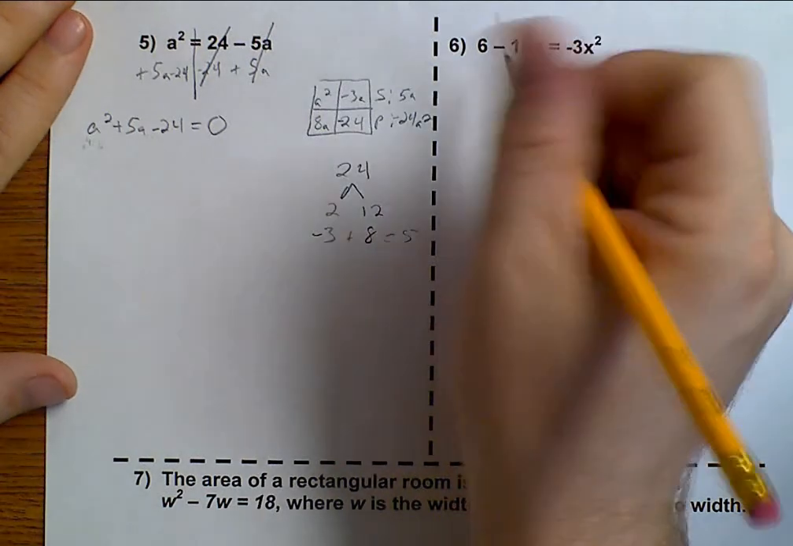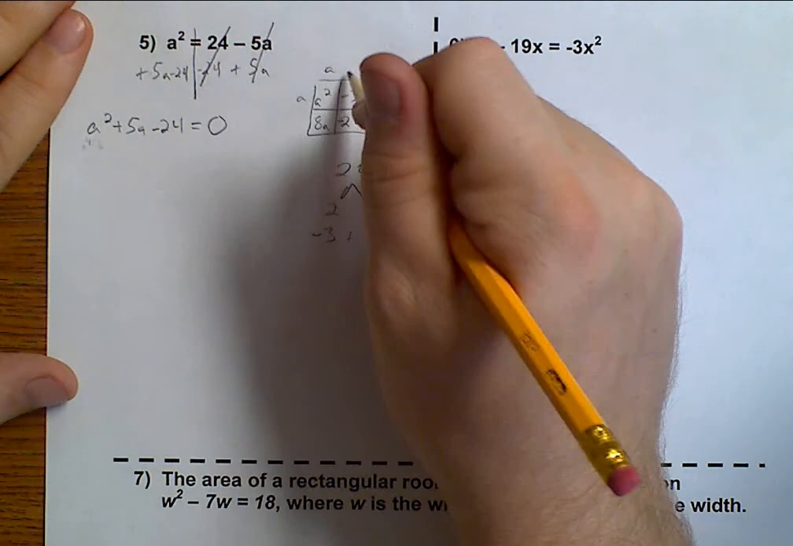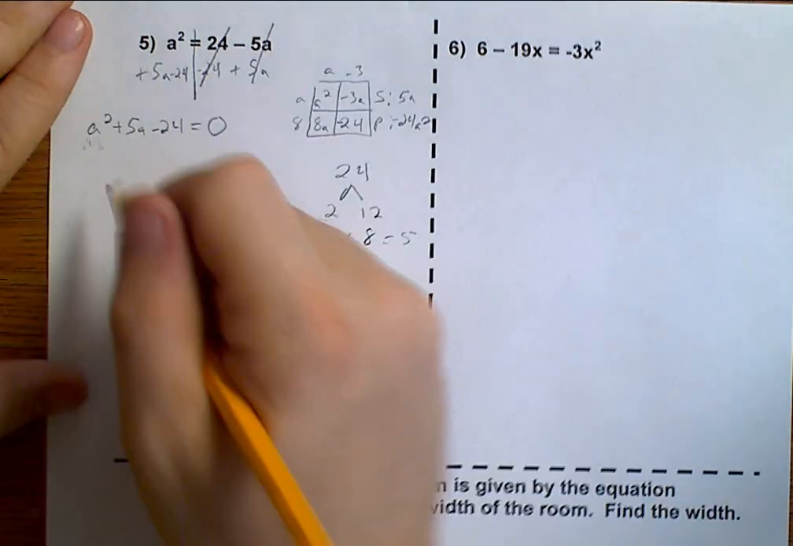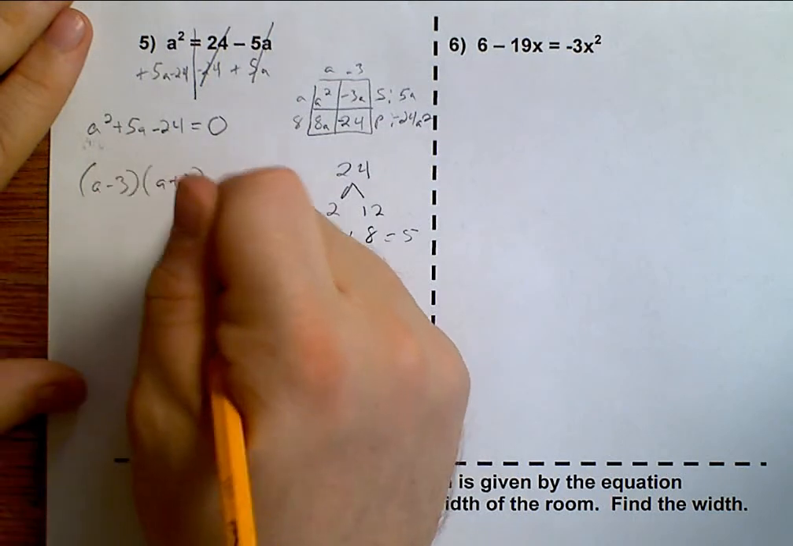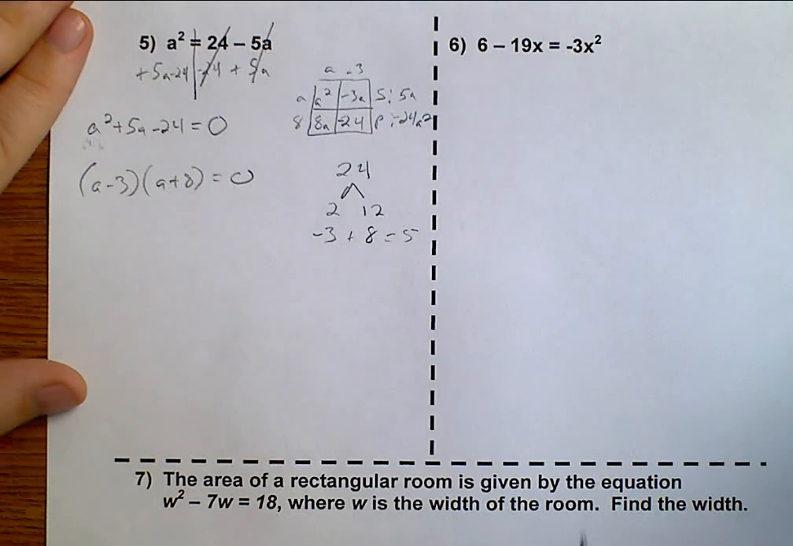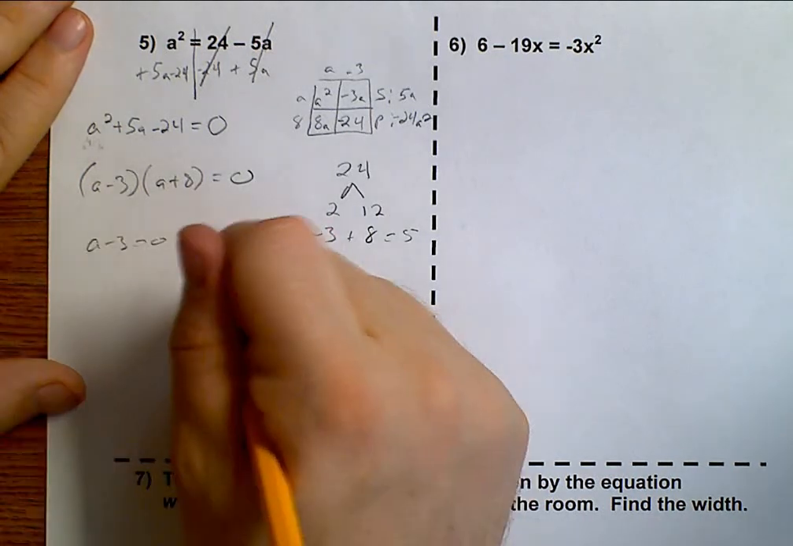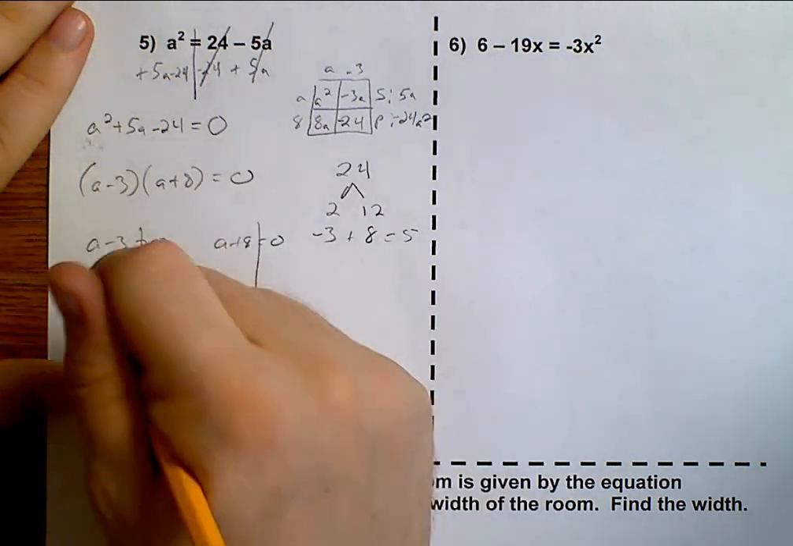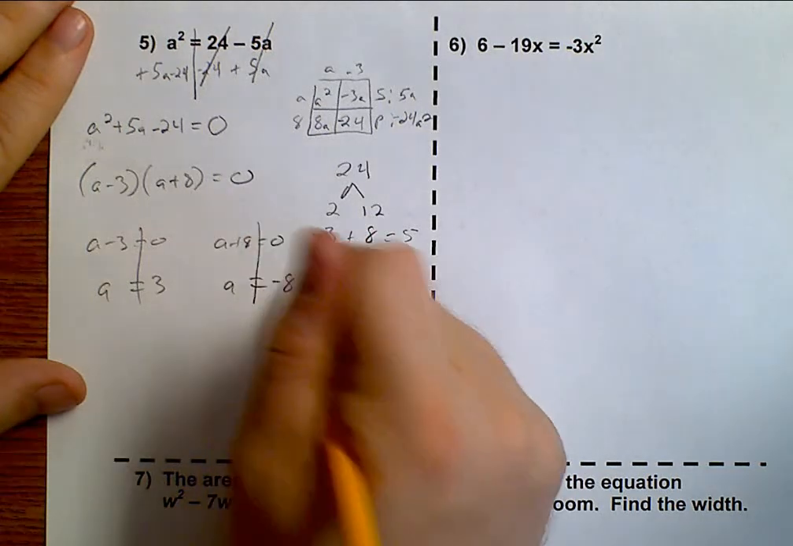The only way to get a squared is a times a. A times negative 3, a times a positive 8. So we get a minus 3, a plus 8 equals 0. So a minus 3 equals 0, a plus 8 equals 0. Over here I get a equals 3, and over here I get a equals negative 8.